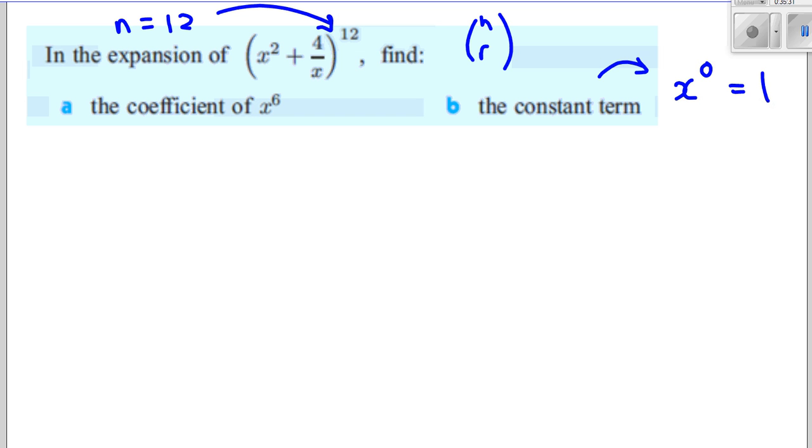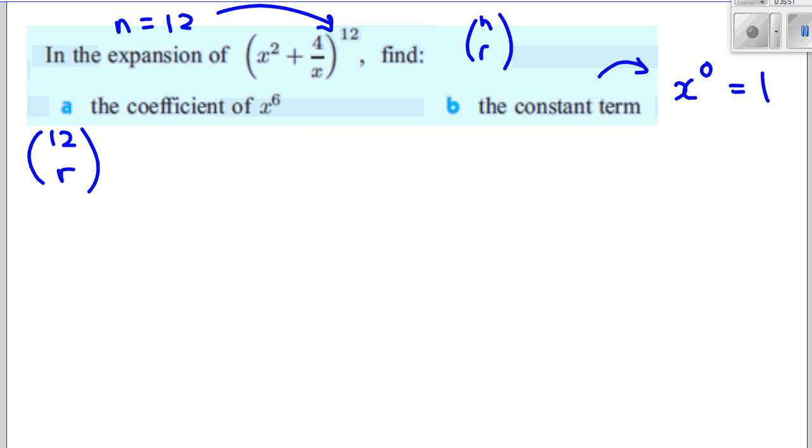So we know that it's 12, but we have a mystery r. If it was just x here, it'd be no problem. If there was just x and a number, it's easy because you could just work out the first one's going to be x12, then x11, then x10, x9. But it's not. There's kind of awkward things going on here.